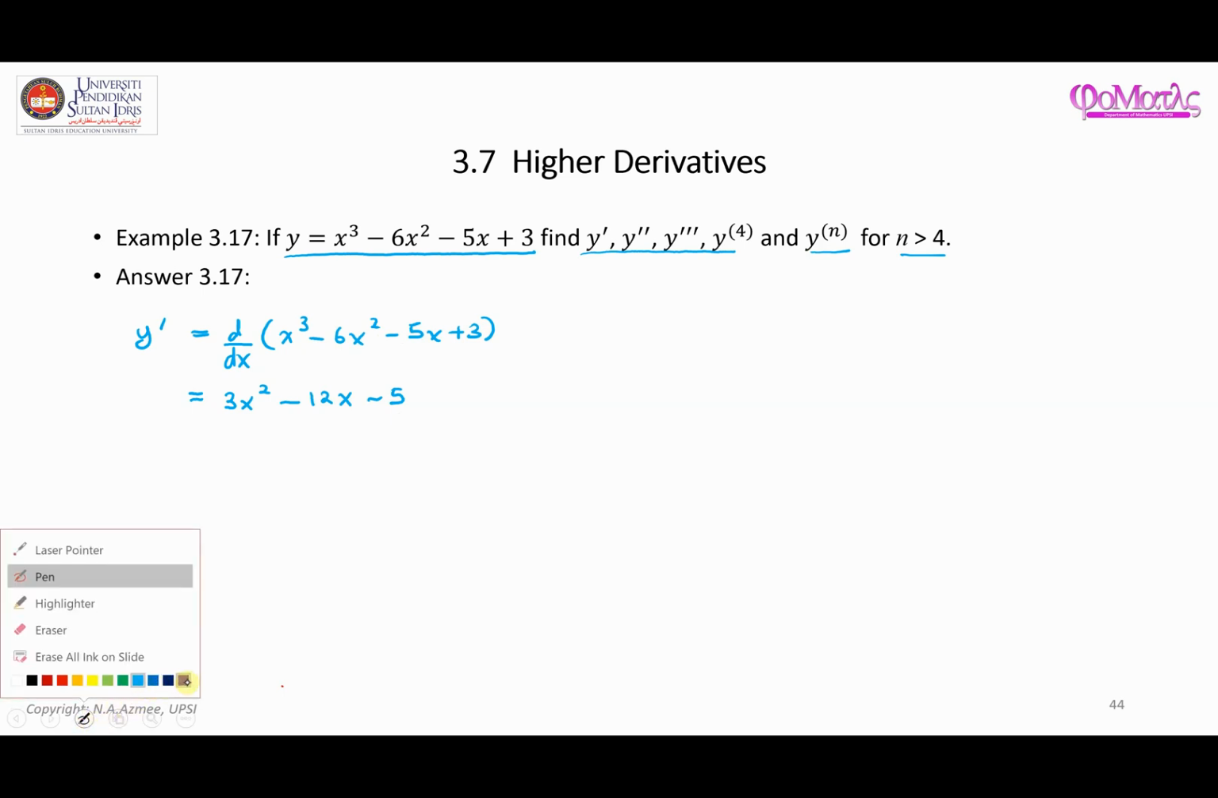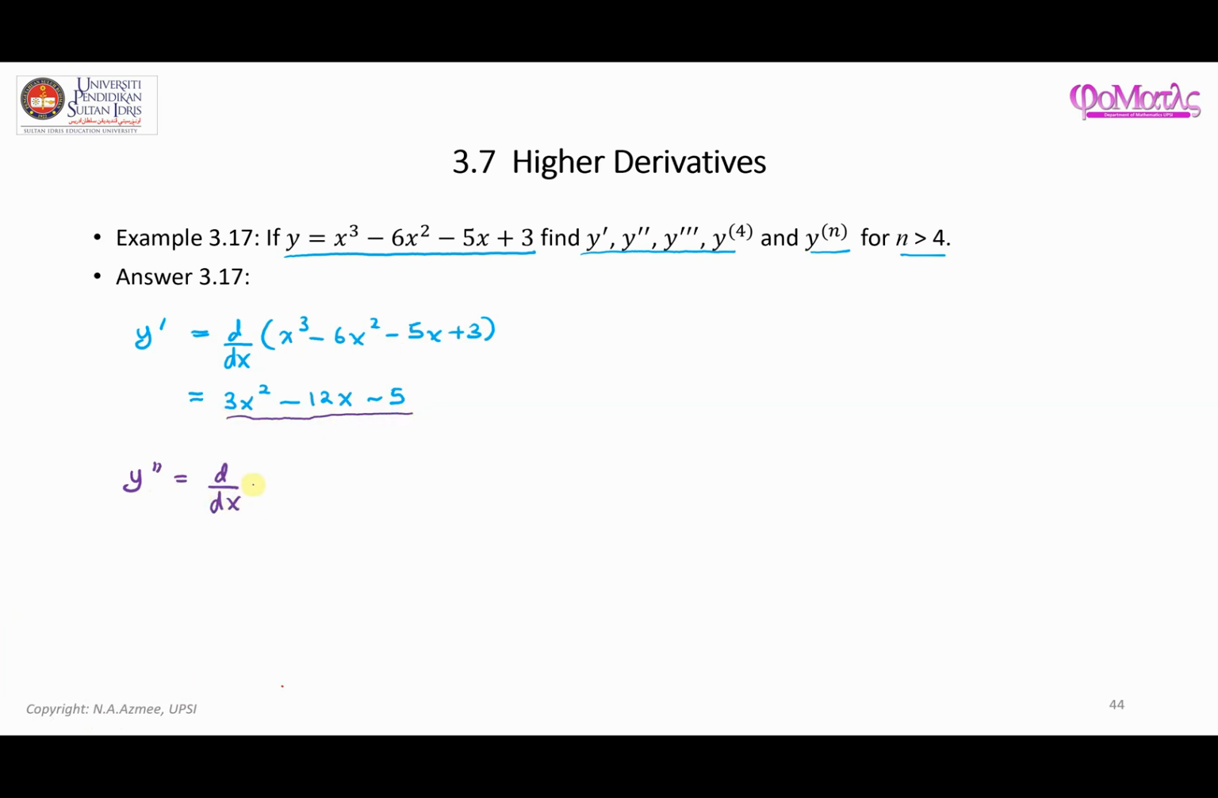Now the second derivative is just applying this result to the process here. So we're going to use the result here and differentiate it once again, and the result is going to be 6x minus 12 minus 0. When we differentiate the constant, the result is 0.